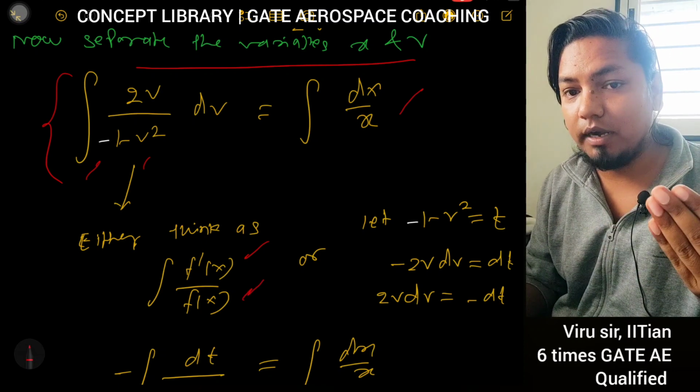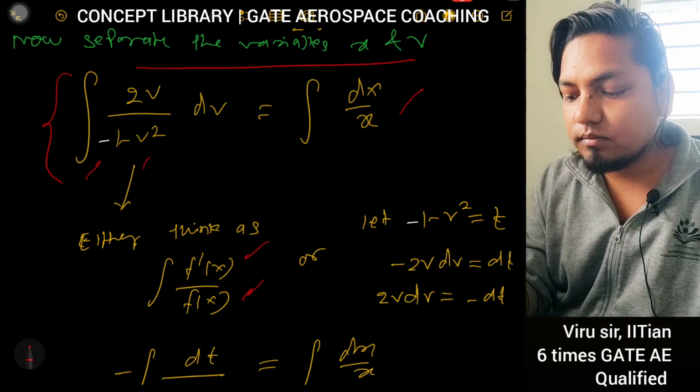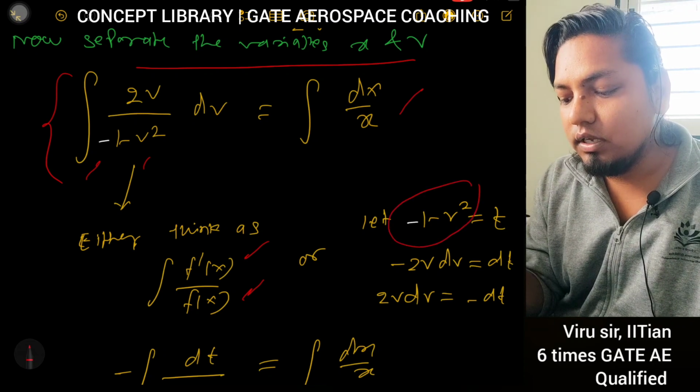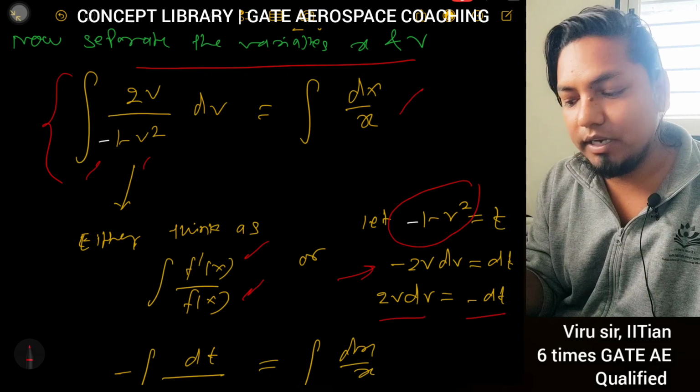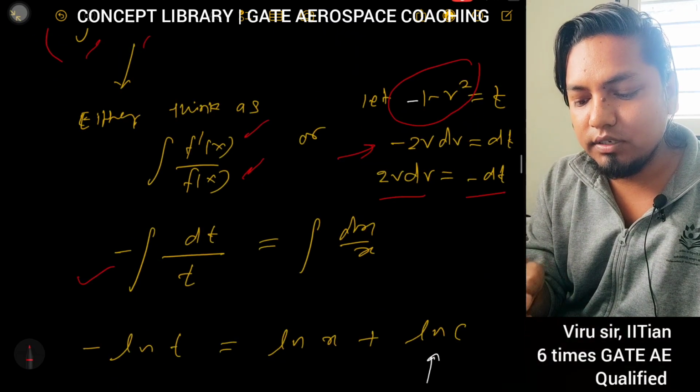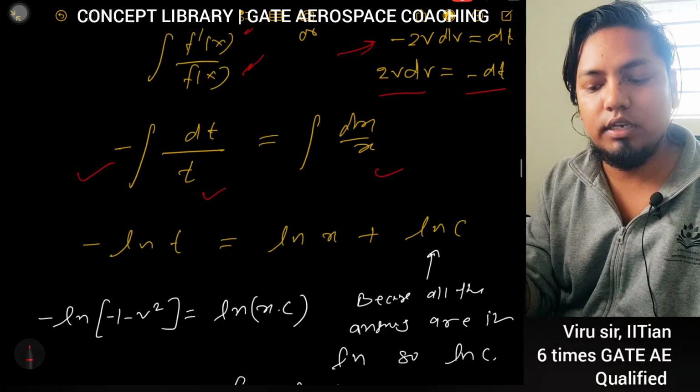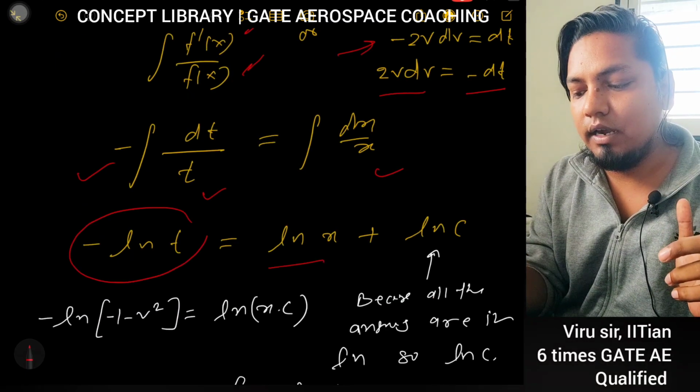But if you are not very well practiced in integration, then the bottom part you consider as t, differentiate one time, minus 2v dv is equal to dt, then say minus on that side, minus dt will come, substitute the values here, minus here, dt by t here, and that's all. Then ln t and ln x, ln c.